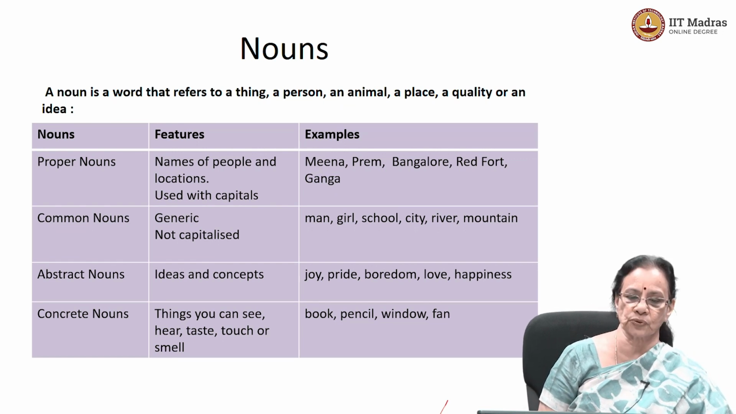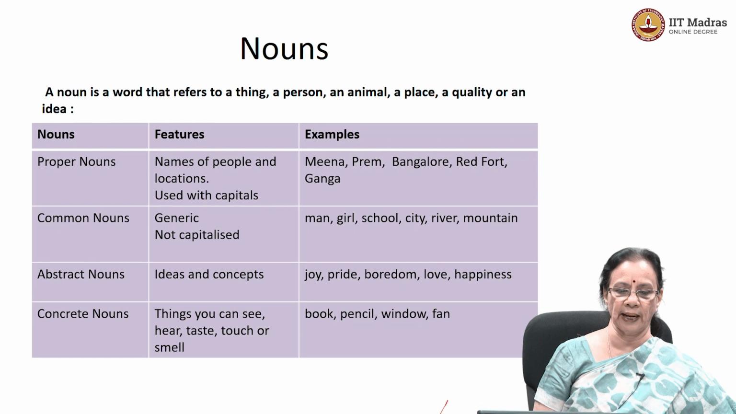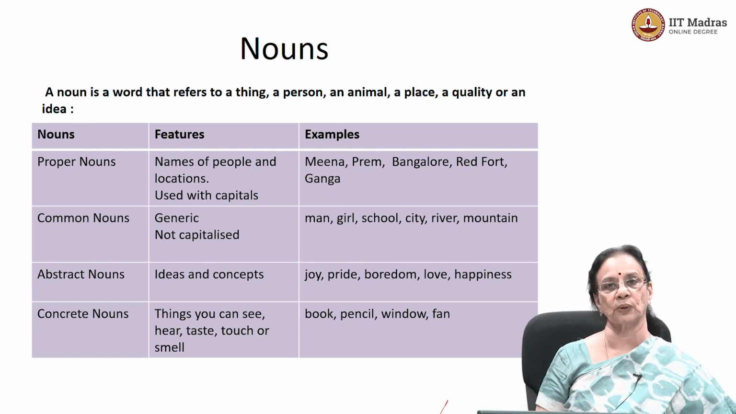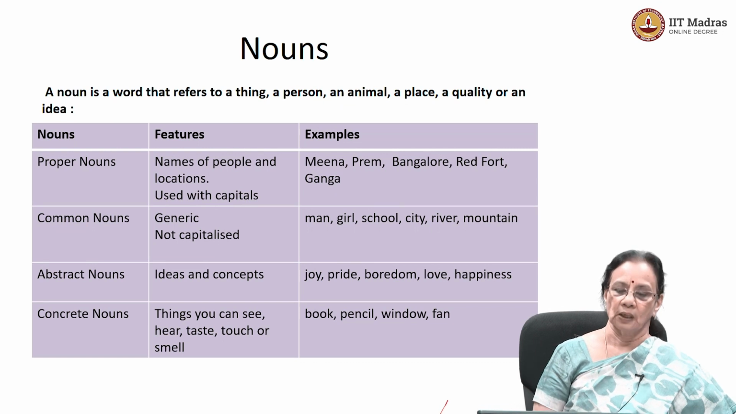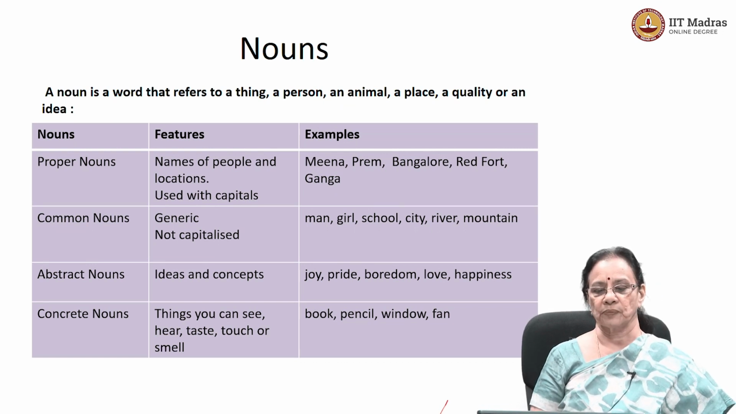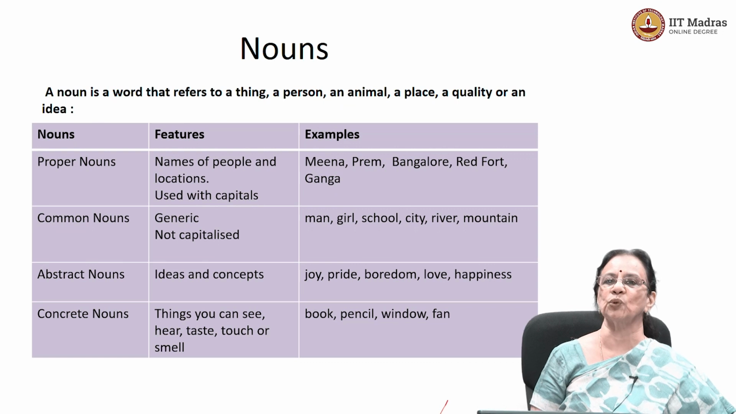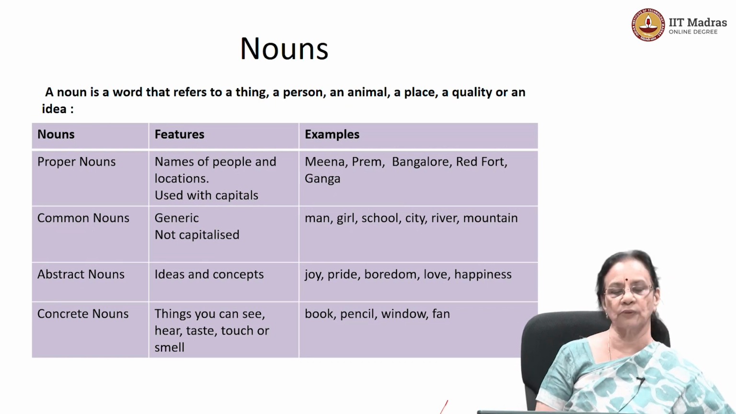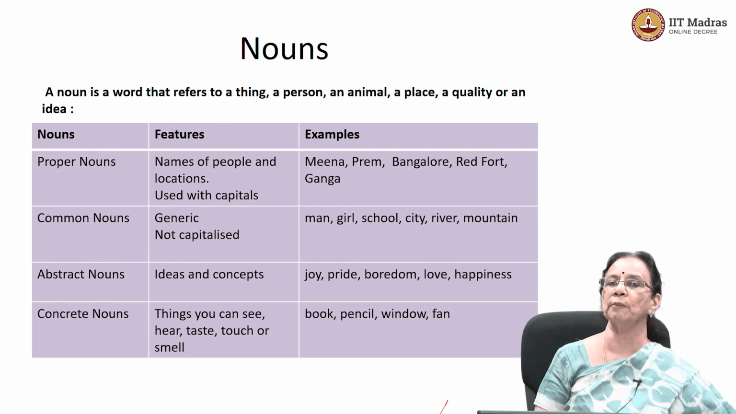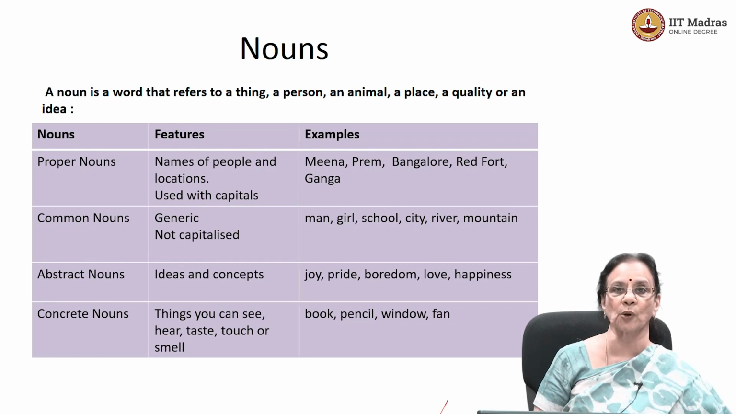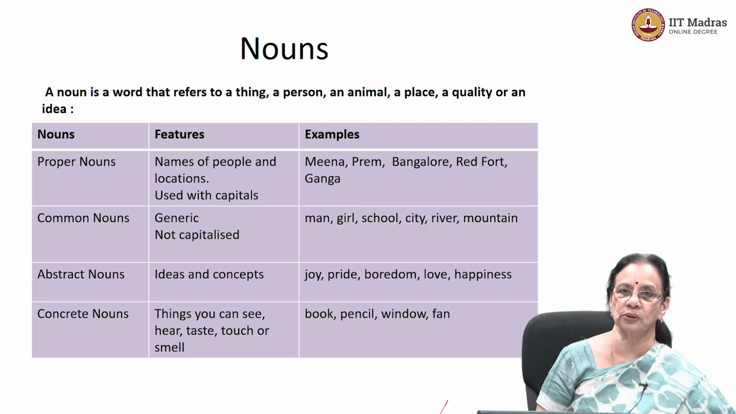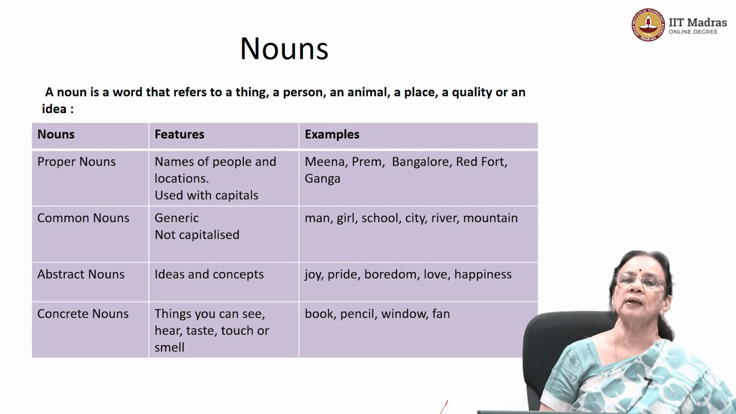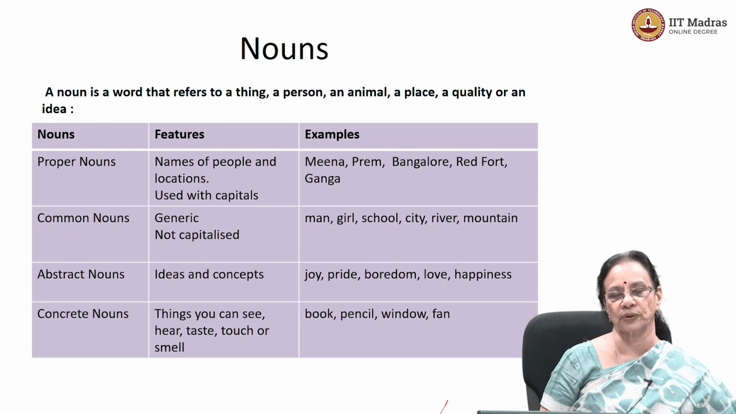Now, proper nouns are usually the names of people and locations. Let us look at some examples so that you understand them better. Meena and Prem. Meena and Prem are names of 2 people, so they are proper nouns. And then we have Bangalore. Bangalore is the name of a particular city, so it is a proper noun. Red Fort, a historical monument, again it is a proper noun. And Ganga. Ganga is the name of a river.